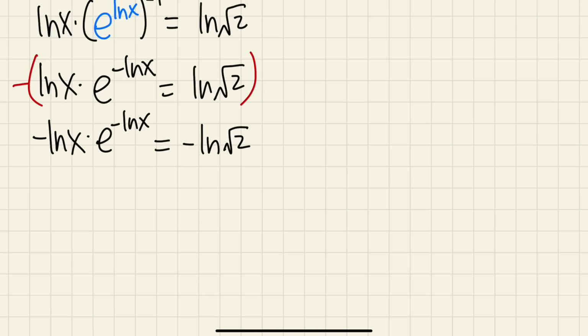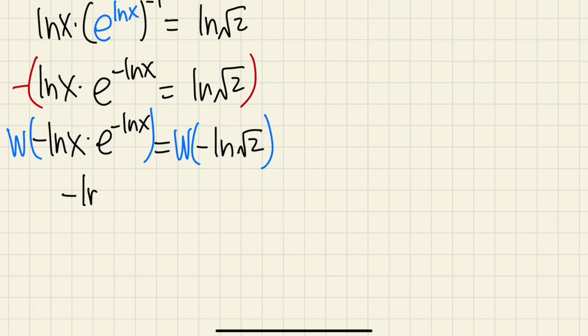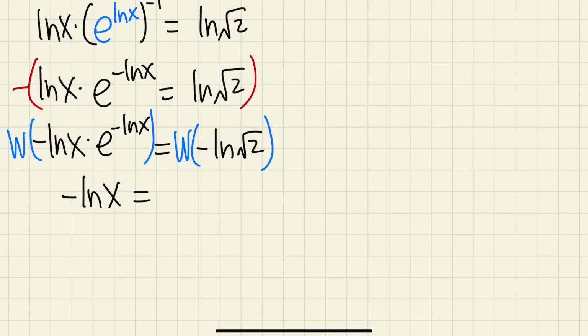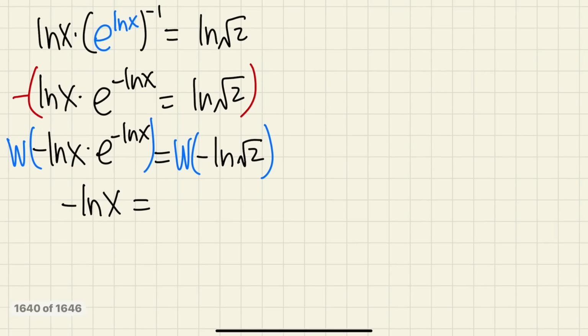This is where we can then take the Lambert W function, because this and that are the same now. And of course, we will do the same thing on the right-hand side. Okay, remember, once we take the Lambert W function, we'll just get a fish back, which is negative ln x. That's it. On the right-hand side, just keep it like that. The Lambert W function of negative ln square root of 2.